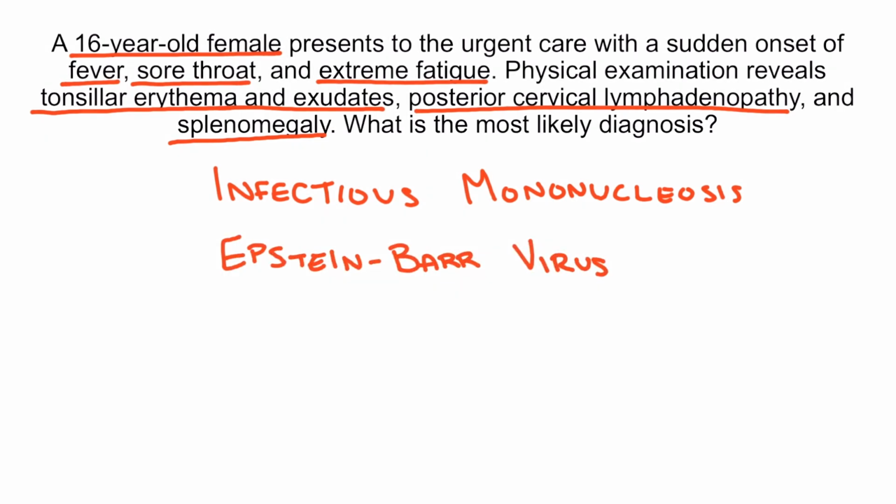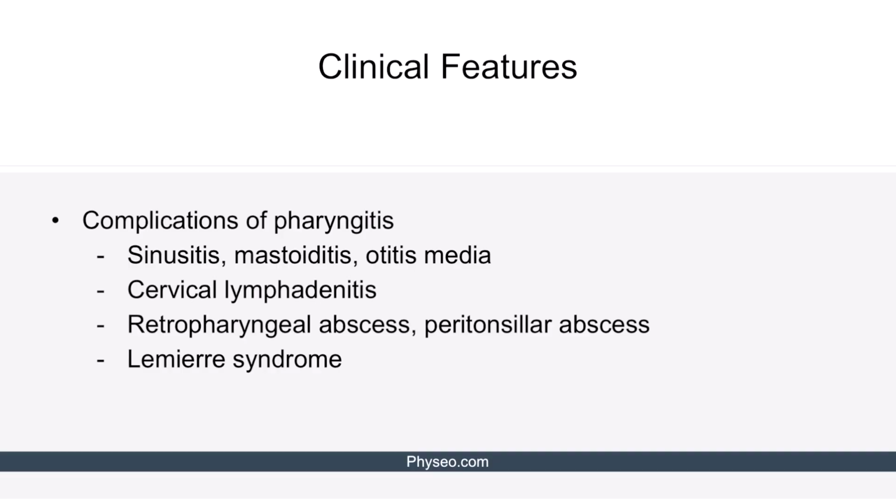Though streptococcal pharyngitis may have been a tempting diagnosis, it's usually characterized by anterior cervical lymphadenopathy, not posterior cervical lymphadenopathy. Furthermore, findings of splenomegaly further support the diagnosis of infectious mononucleosis rather than strep pharyngitis. To learn more about infectious mononucleosis, please refer to our lecture titled Miscellaneous Infections from our infectious disease section of our medicine lectures.